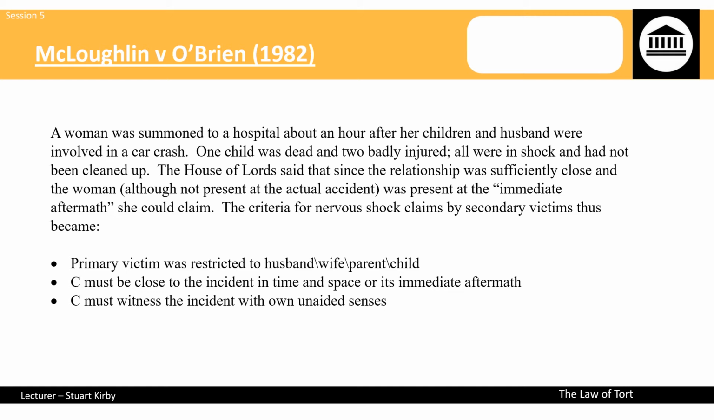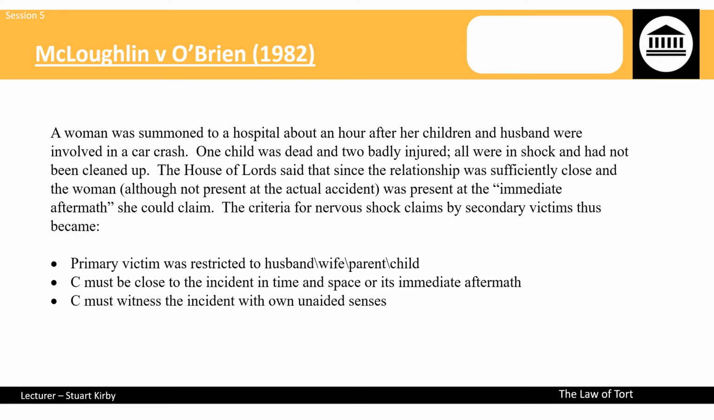So the House of Lords said that since the relationship was sufficiently close and the woman, although not present at the actual accident, was present at the immediate aftermath, she could claim. So the criteria for nervous shock claims by secondary victims thus became, as mentioned earlier, restricted to husband, wife, parent, child, and the claimant must be close to the incident in terms of time and space or its immediate aftermath.